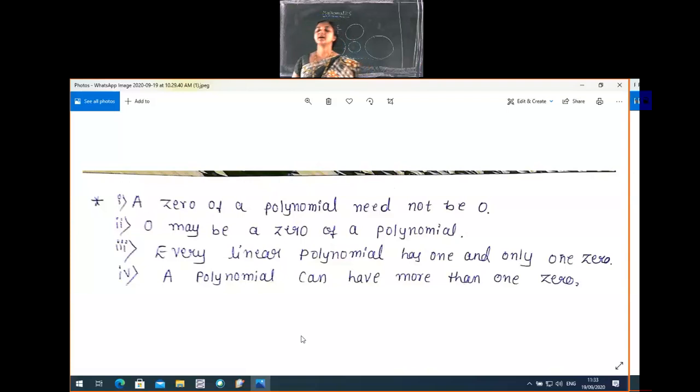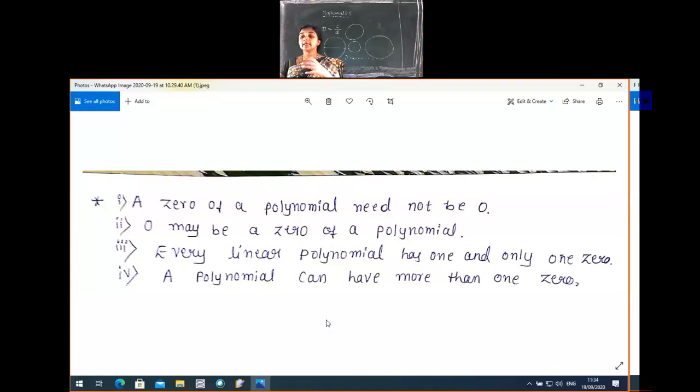Next, very important, third one: every linear polynomial has one and only one 0. Linear means degree 1. So a linear polynomial has one and only one 0. Next, fourth one: a polynomial can have more than one 0. A polynomial, in the sense, after linear, quadratic polynomial, cubic polynomial, biquadratic polynomial, if we continue like this, a polynomial can have more than one 0.